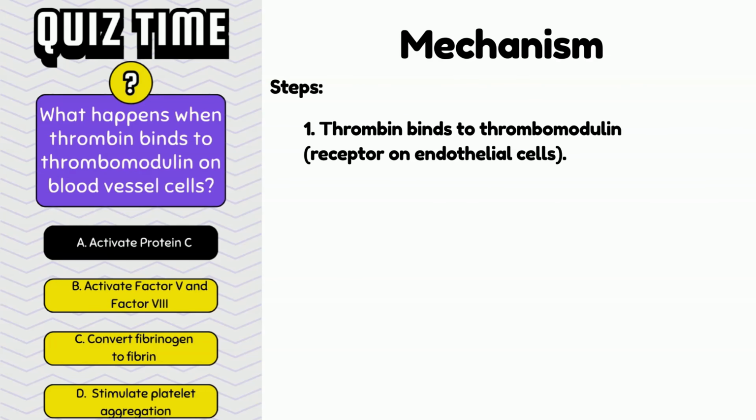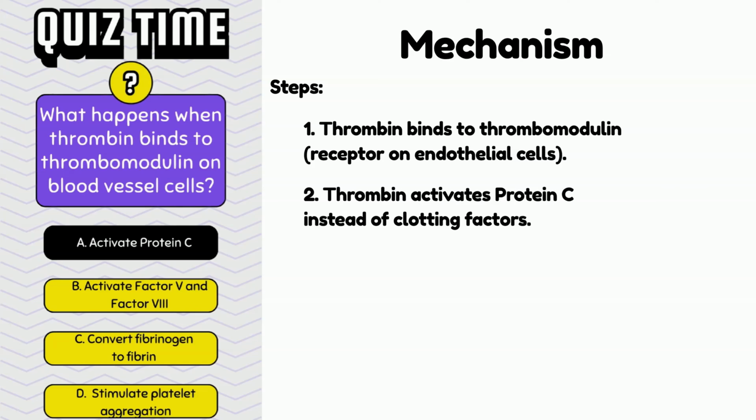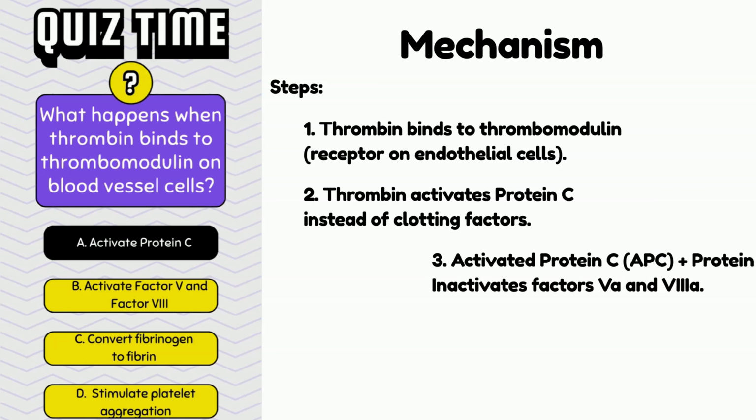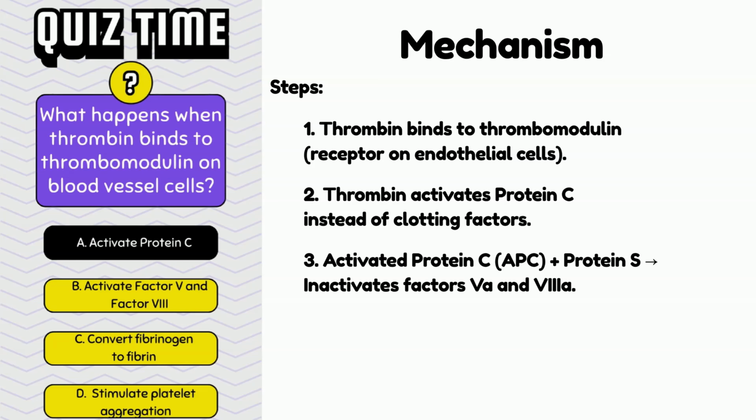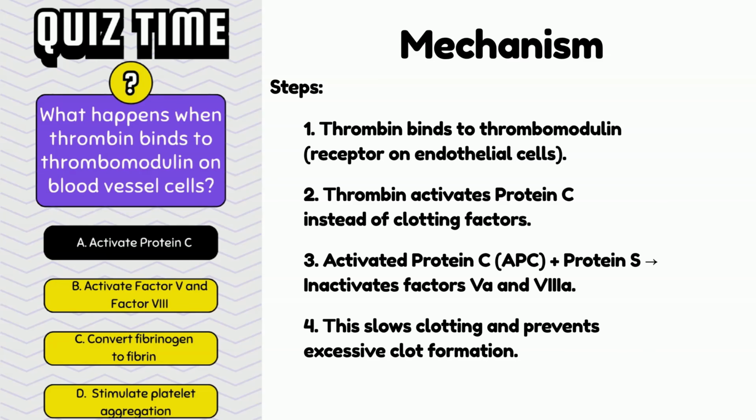Here's how this works. Thrombomodulin is a receptor on the surface of endothelial cells, the cells lining blood vessels, that binds thrombin. When thrombin binds to thrombomodulin, it loses its ability to convert fibrinogen to fibrin and instead activates protein C. Activated protein C then binds to protein S, and together they inactivate clotting factors 5A and 8A, which are crucial for the amplification of the clotting cascade. This process slows down clotting and acts as a natural anticoagulant, helping to prevent excessive clot formation.